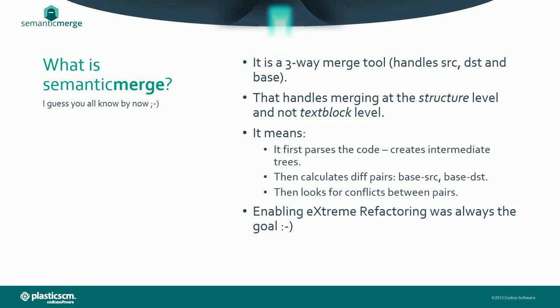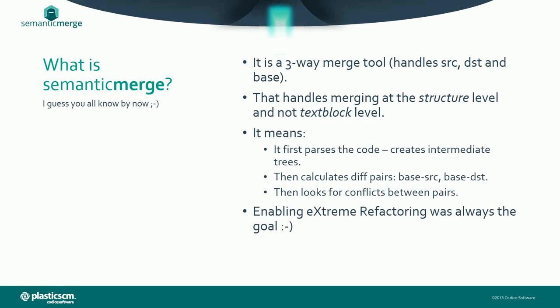What does it mean? Well, we first parse the code, and we create some sort of intermediate trees, right, which are the ones we later handle to deal with all the merging stuff. Then we calculate different diff pairs. Basically, we calculate the diffs between the source and the base, and the destination and the base.